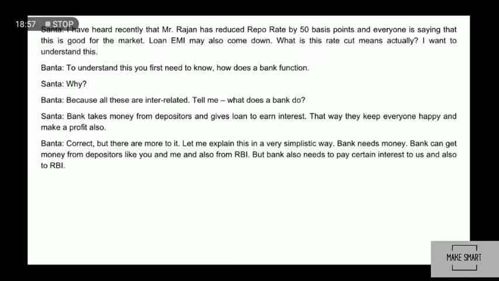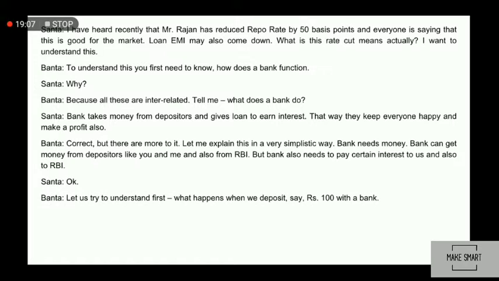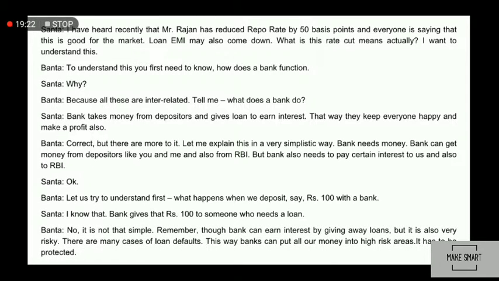But bank also need to pay certain interest to us and also to RBI. Santa says okay. Banta, once again let us try to understand fast. What happens when we deposit say 100 rupees with a bank? I know that bank gives that 100 to someone who needs a loan, Santa said. But Banta said, no, it is not that simple.